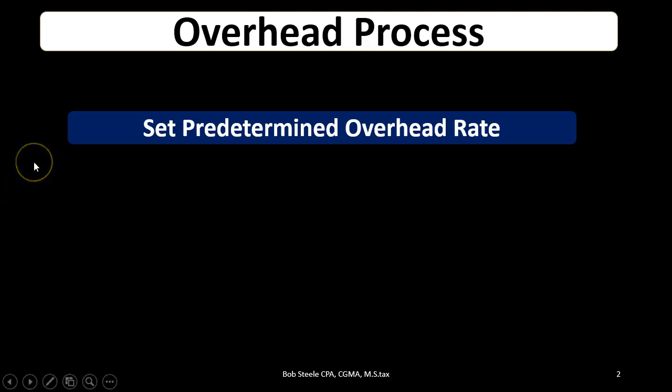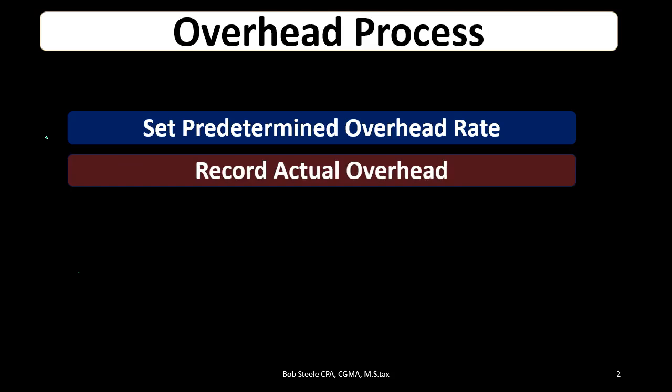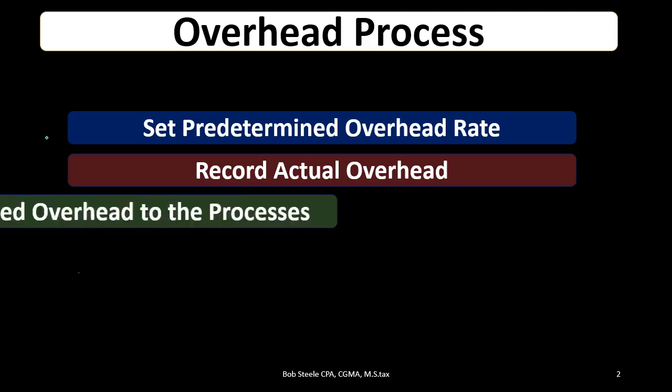The items that we need to consider when considering the overhead process will be that we need to set a predetermined overhead rate, and usually we do that based on the prior period. So we're going to take the prior period information, and we'll set up the predetermined overhead rate. We're going to do that after we go through the actual overhead, or what would be included in overhead, to give us an idea of how that might be done. And then we're going to record the actual overhead during the period, and that's what we did in the prior presentation. We looked at those items that might be included in actual overhead.